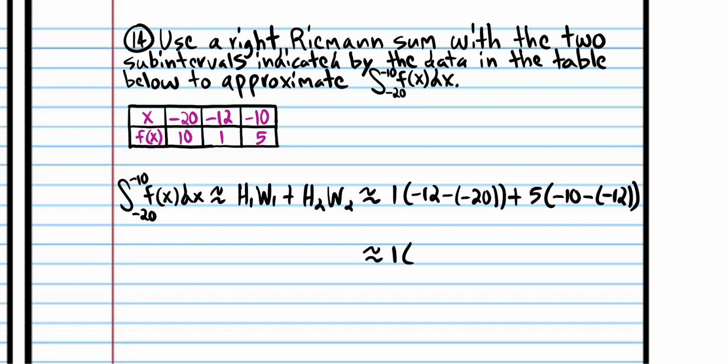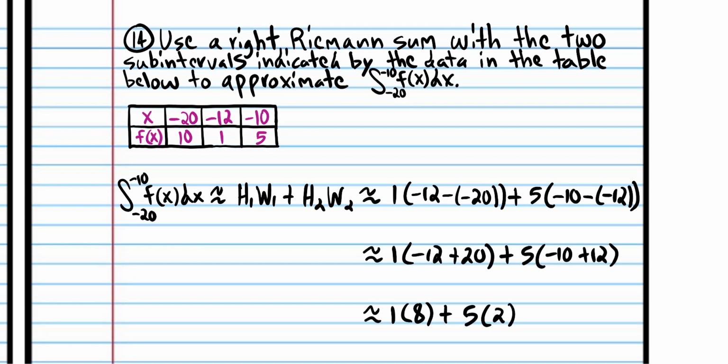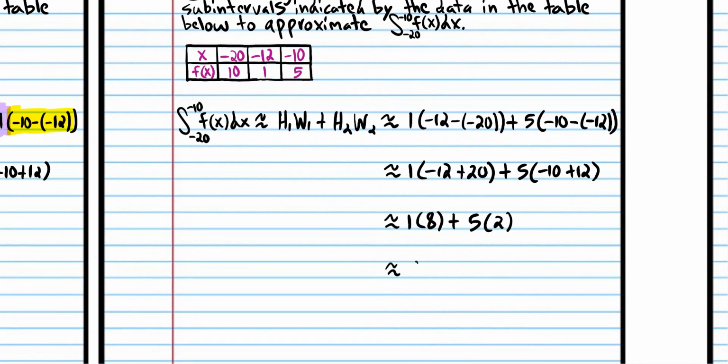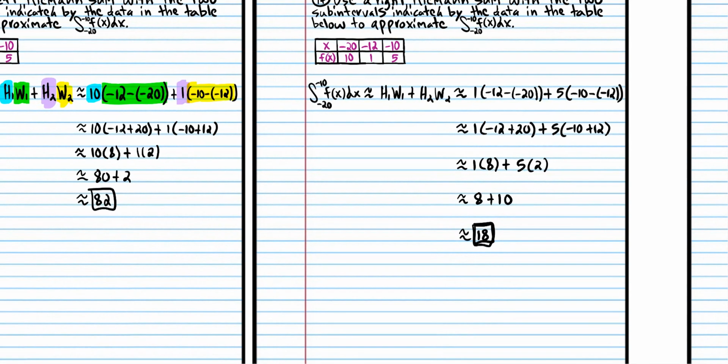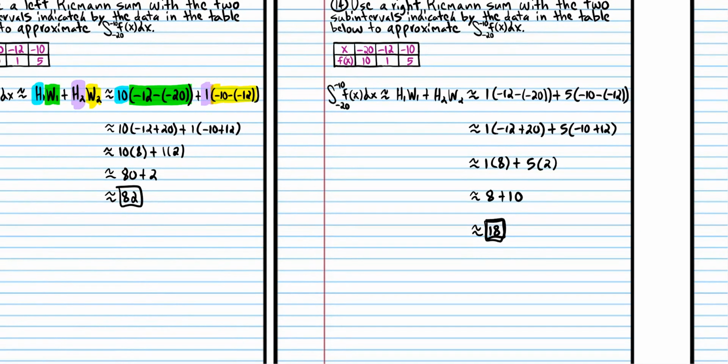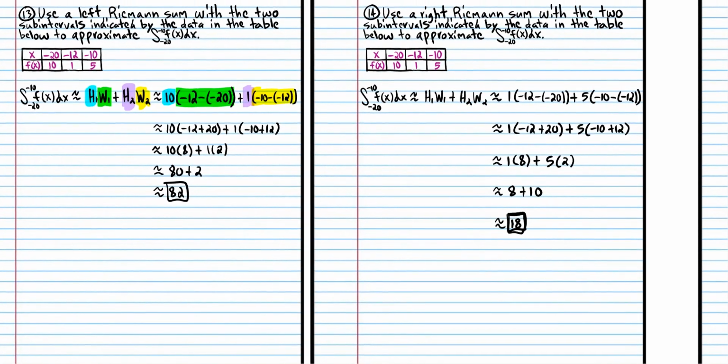So we have 1 times -12 plus 20, plus 5 times -10 plus 12. We have 1 times 8 plus 5 times 2. And we have 8 plus 10, which is 18. So there you go. So you can see that the approximation is really, really different.